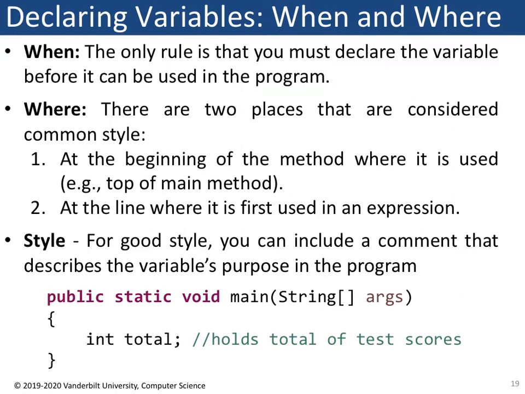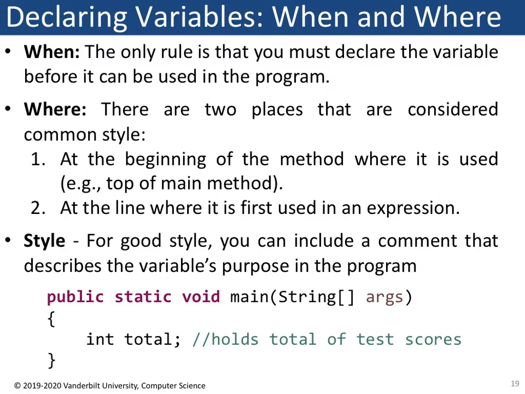And there's typically two places that variables are declared. One is at the very beginning of a method. So at the top of the main would be an example of the beginning of a method. And the other would be the line where it is first used. So you can simultaneously declare a variable and use it.